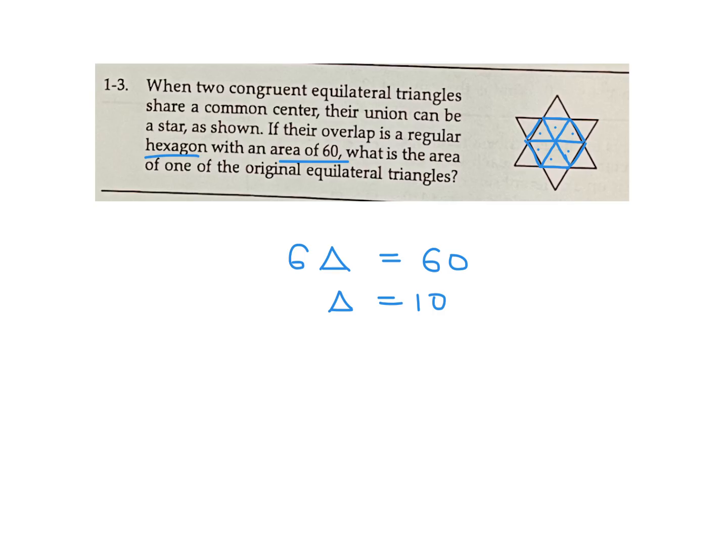Are they talking about the biggest one, I believe? So the biggest one is like this guy. Okay. So 10 is the area of one of the small ones. So the big triangle, that is how many? 1, 2, 3, 4, 5, 6, 7, 8, 9. 9 of those small guys. So that would be 9 times 10, which is 90.